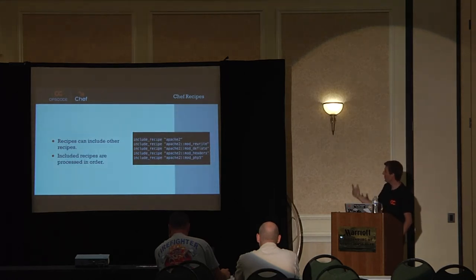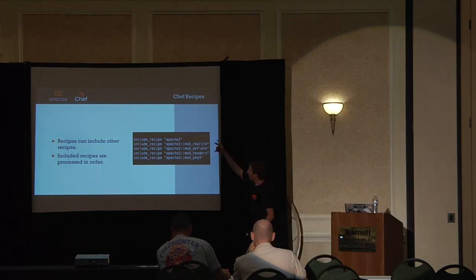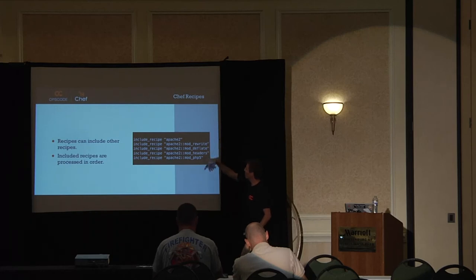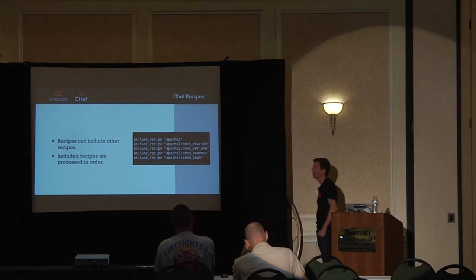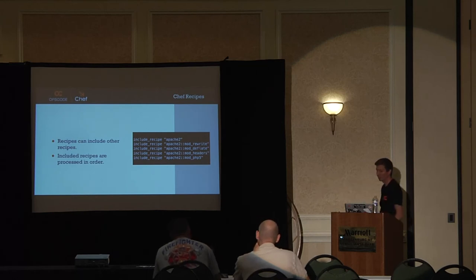Recipes can include other recipes. This actually I think was lifted from the Nagios cookbook, but in order for the Nagios web UI to run, you would need to make sure Apache's installed and some modules are enabled. So that's an example of, you don't have to copy and paste, you just make a reference to the other cookbook and recipes that you want to use.